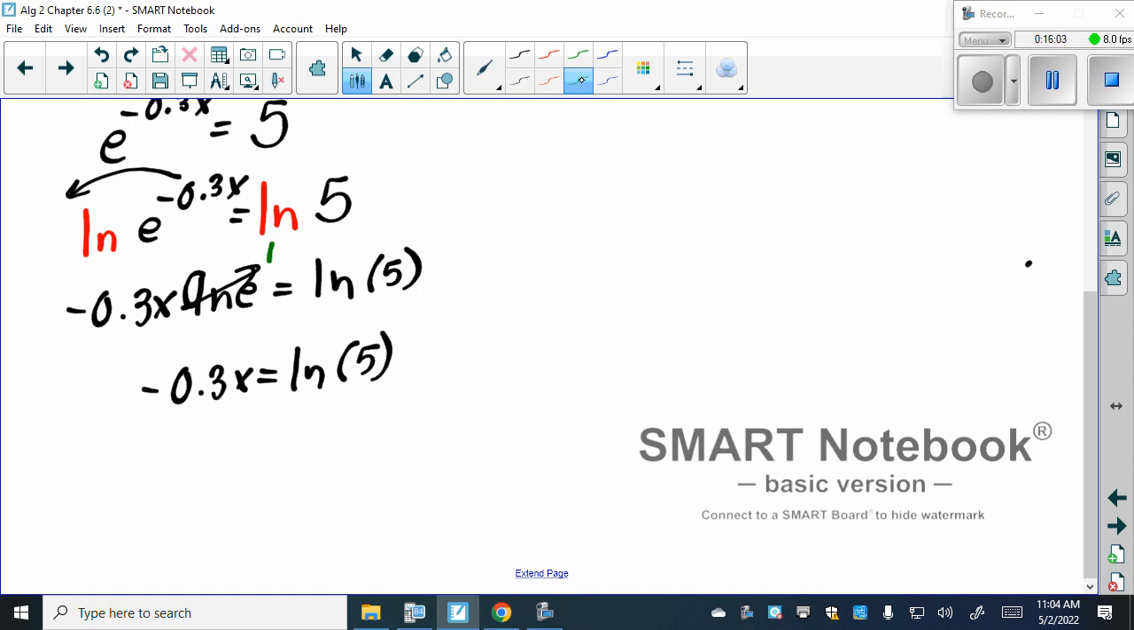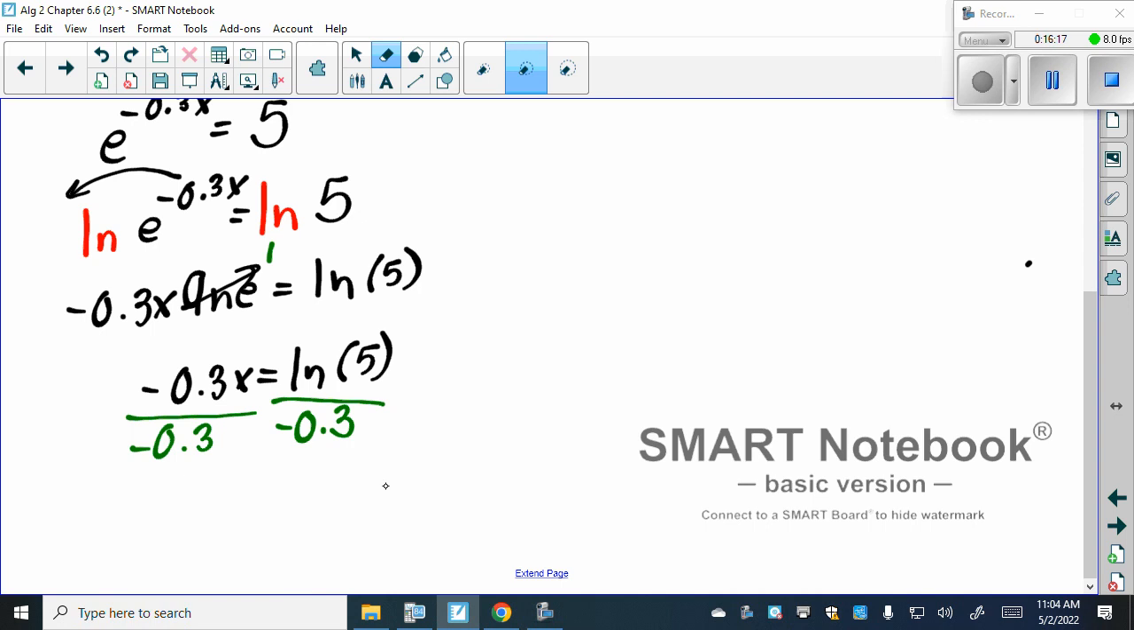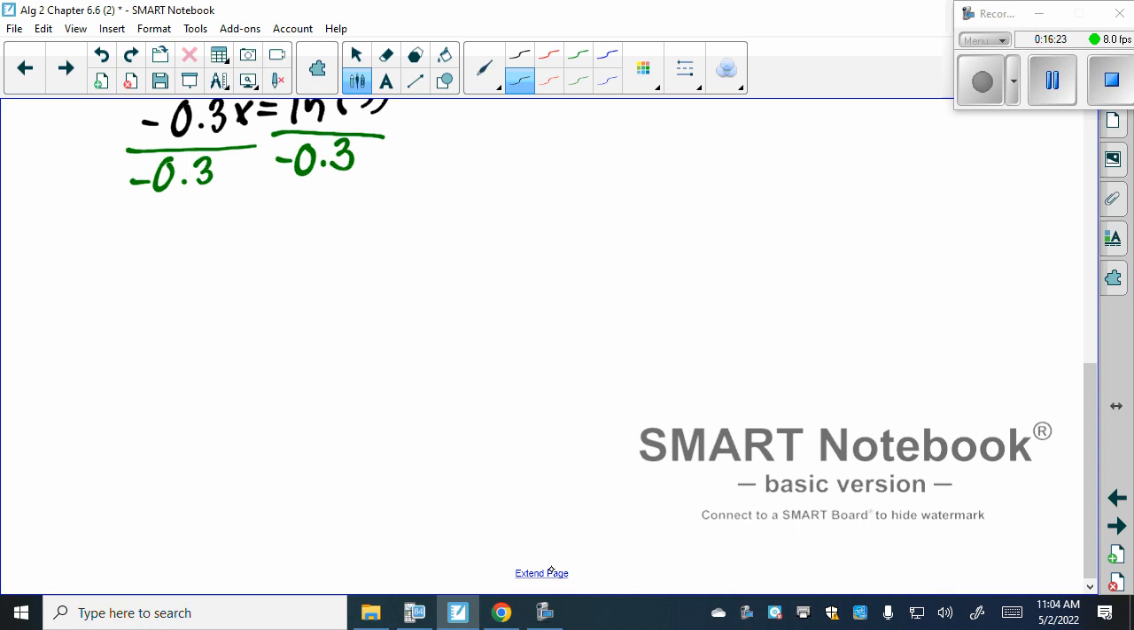What can we do at this point here? Divide by negative 0.3. Turn the page a little bit, which tells us that x is equal to ln of 5 over negative 0.3.